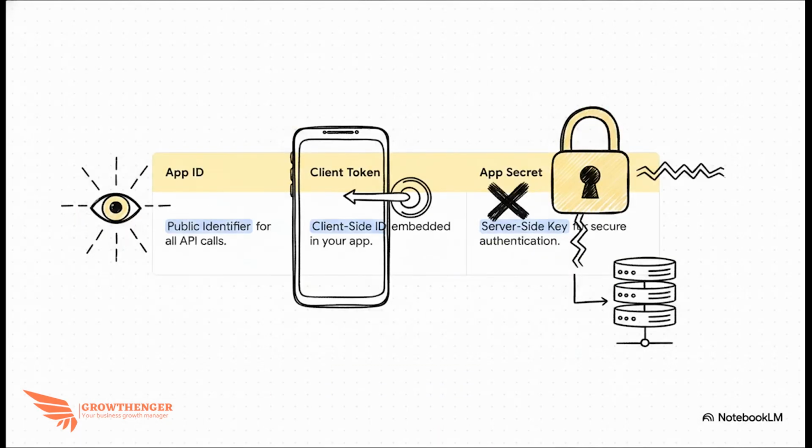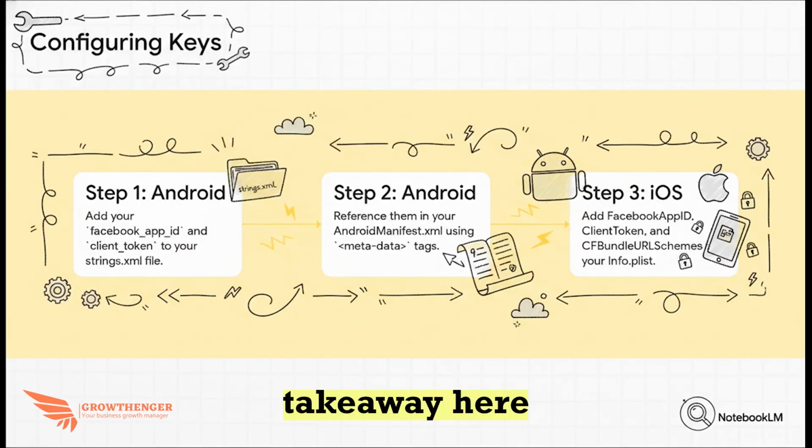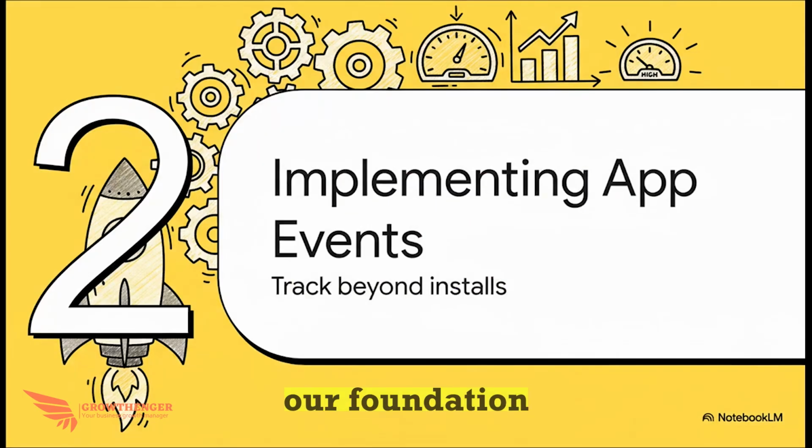Think of your app's credentials like keys to a secure building, okay? The app ID, that's the public street address everyone can see. The client token is kind of like an employee ID badge. It's embedded right into the app. But the app secret, oh, that is the master key to the entire building. It absolutely must live securely on your server, and you should never, ever leave it just lying around in your app's code. So the big takeaway here is that these keys have to be embedded properly right into your app's core configuration files. Whether that's the manifest file on Android or the info.plist on iOS, getting this step right is what lets the SDK correctly identify your app and start sending data back to Meta's servers. It's a must-do.